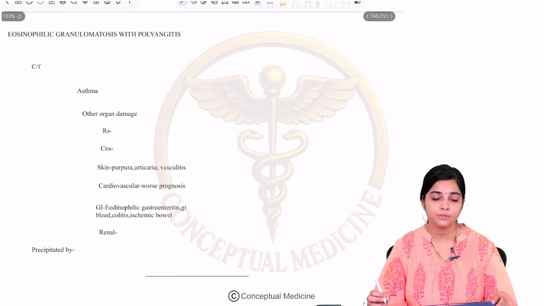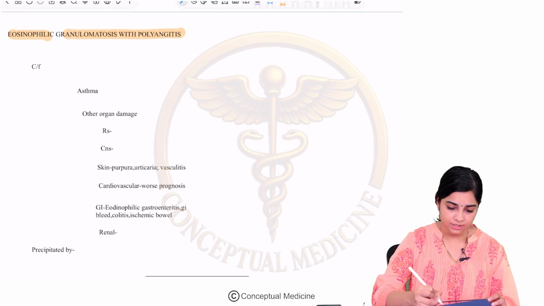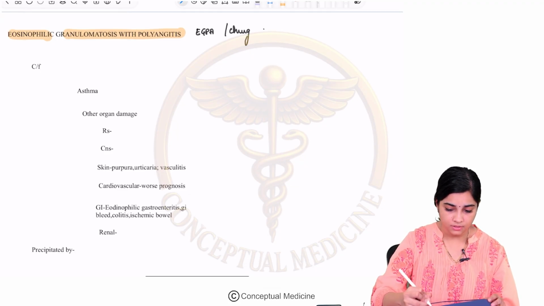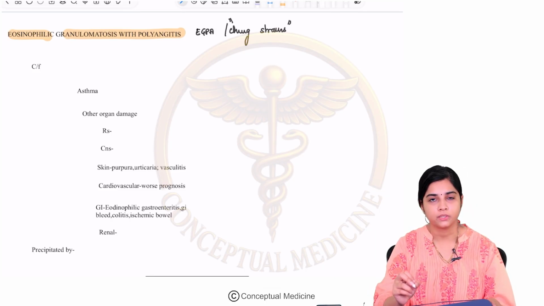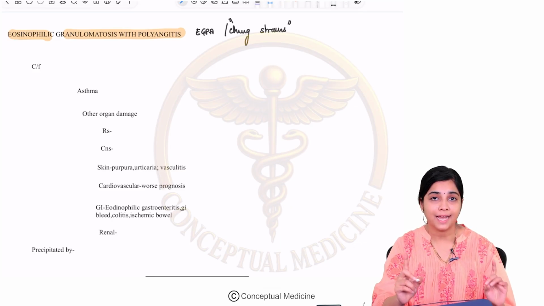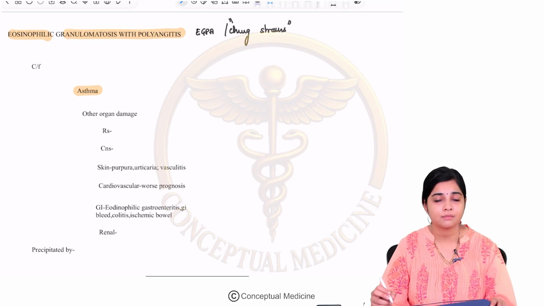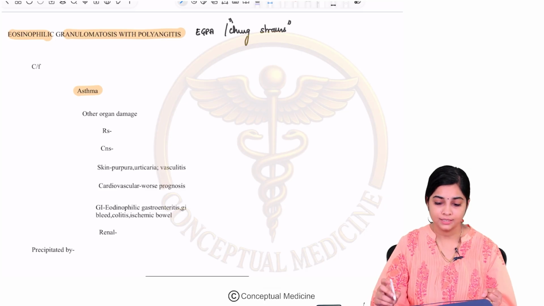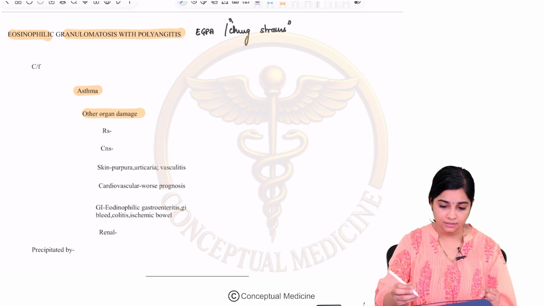The next group of disorders that we should be aware of is eosinophilic granulomatosis with polyangiitis, which is EGPA. The older name for EGPA is Churg-Strauss syndrome. You will have to remember certain characteristic clinical features. This is usually characterized by recurrent episodes of asthma. Most of the time, EGPA patients are treated as asthmatic for long years before the diagnosis of EGPA is made. The characteristic feature is other organ damage.